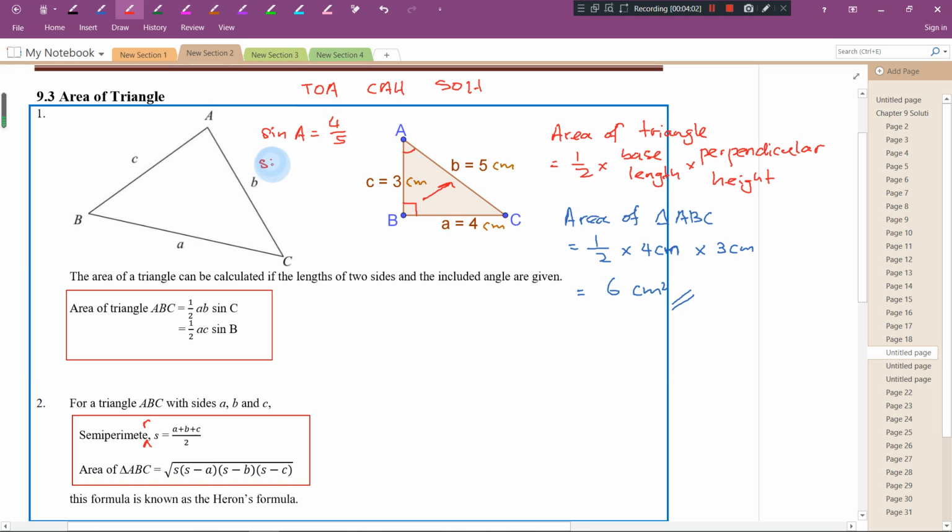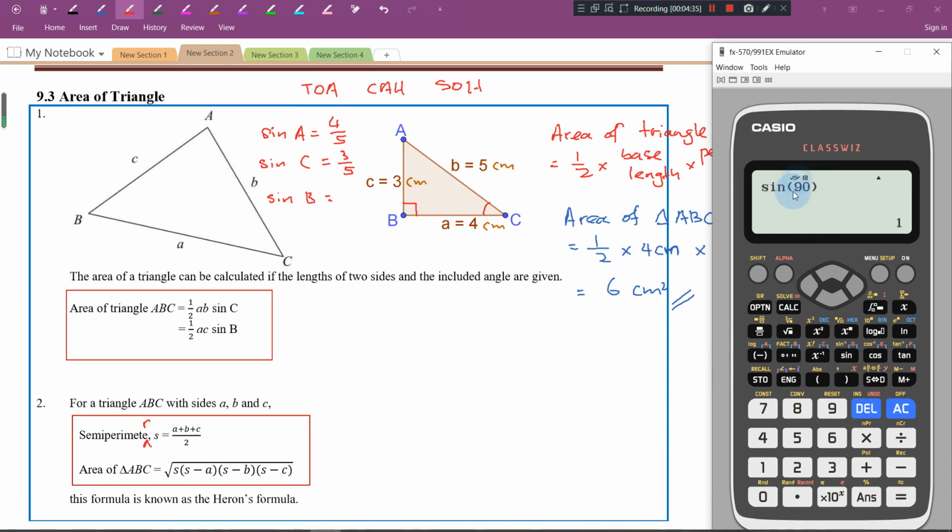How about side C? Now the angle becomes here, so the opposite side will be here. The hypotenuse is still the same, and this becomes the adjacent side. So sine C is 3/5. And for side B, angle B is 90 degrees, so sine 90 degrees is equal to 1.